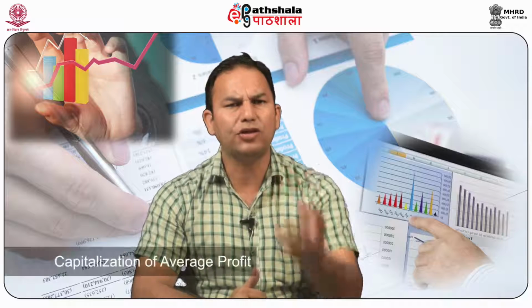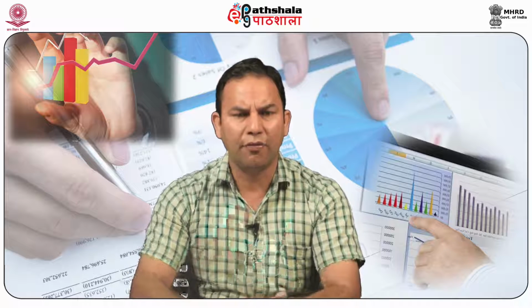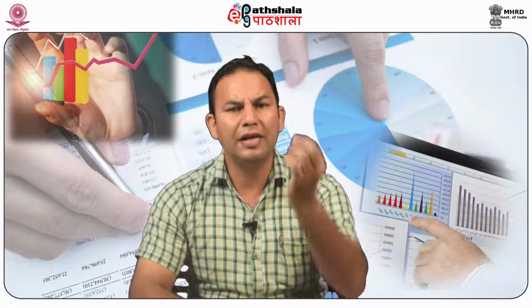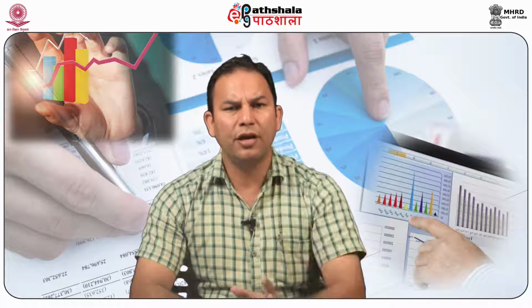Capitalization of average profit. Another method of valuation of goodwill is capitalization of average profit. As per this method, average profit is capitalized on the basis of normal rate of return. The figure ascertained is known as value of business. From this, the net assets of business is deducted. The balance that comes out is called goodwill.